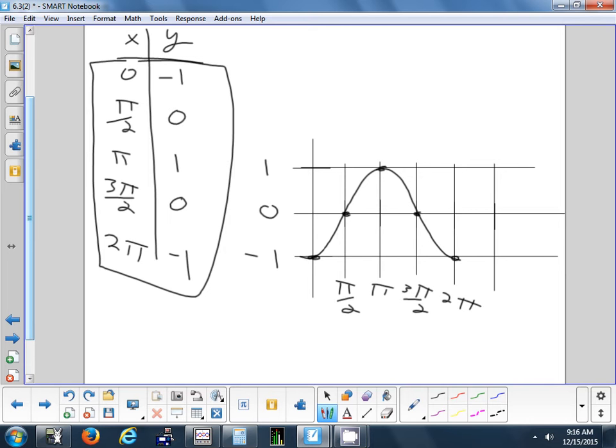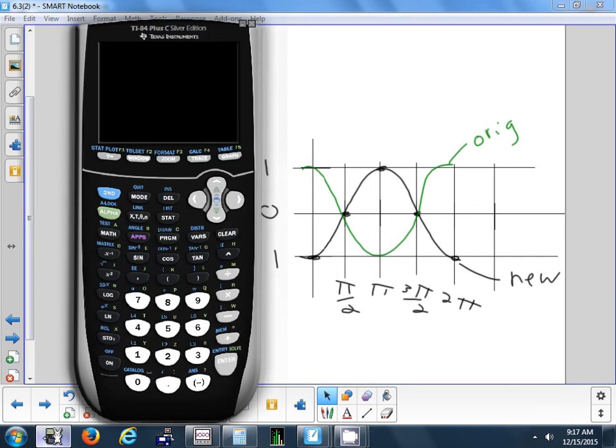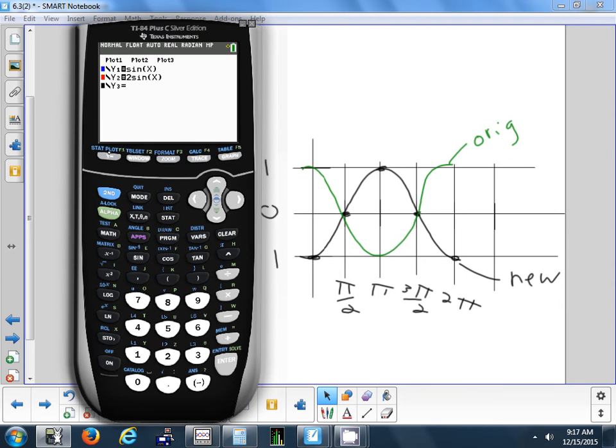Normally it would look something like this. Green would be the original, and now the black is the new graph. Just because it was a negative 1. That's all the negative did, it caused it to flip. If I just showed you a graph on paper, you might not be able to tell how I transformed it. So let's say I graph sine of x and negative sine x.